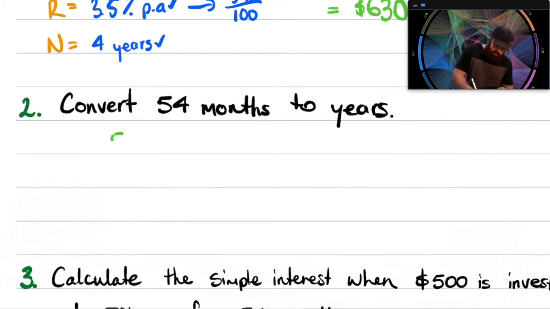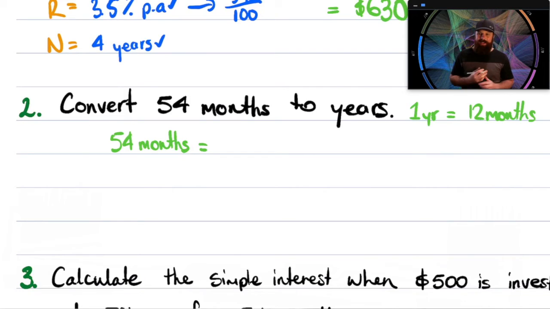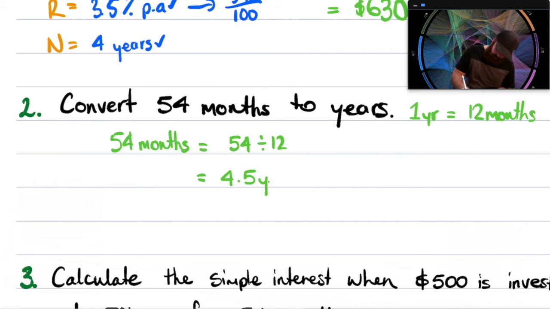So 54 months, well, that is going to equal, if I want to change that to years, remember, 1 year is equal to 12 months. So what I need to do is, well, how many times does 12 fit into 54? So 54 divided by 12. Again, evaluating that, we get 4.5. So 54 months is 4.5 years.